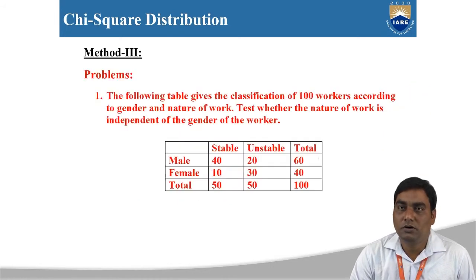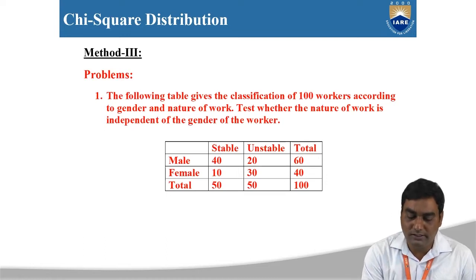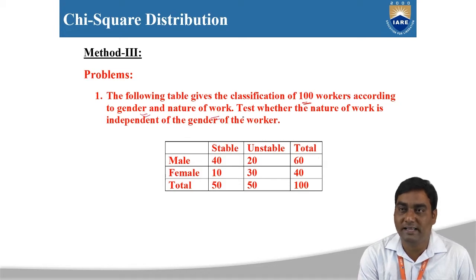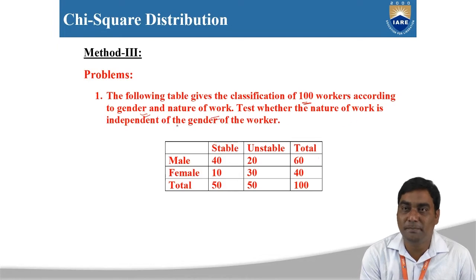Now, we'll go to the problems on method 3 in chi-square test. The problem description is: the following table gives the classification of 100 workers according to gender, male or female, and nature of the work, whether they are stable or not. Test whether the nature of the work is independent of the gender of the worker.